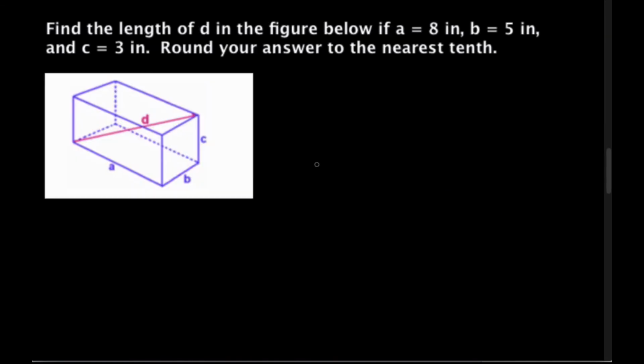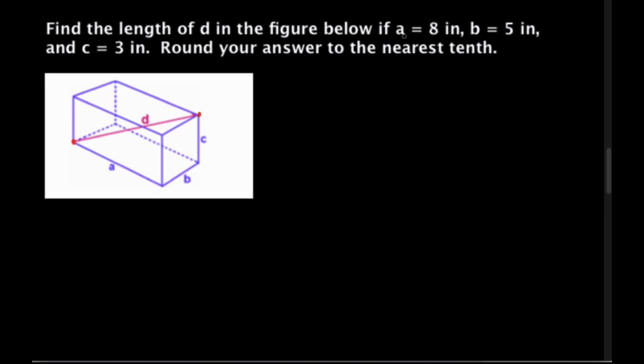In our third example, we're going to use the Pythagorean theorem to help solve problems involving three-dimensional figures. So let's look at the following situation. We need to find the length of d in the figure below. Here's the length d. It goes from one point in the rectangular prism to another point on the opposite side.